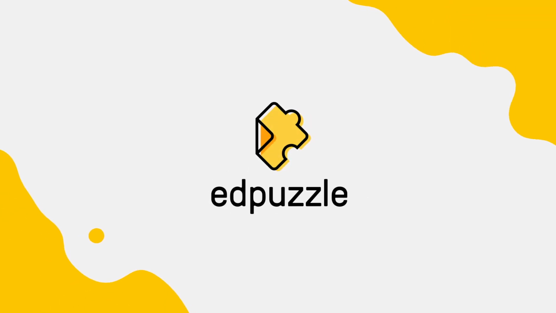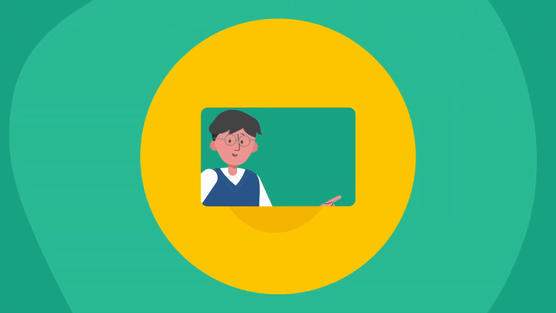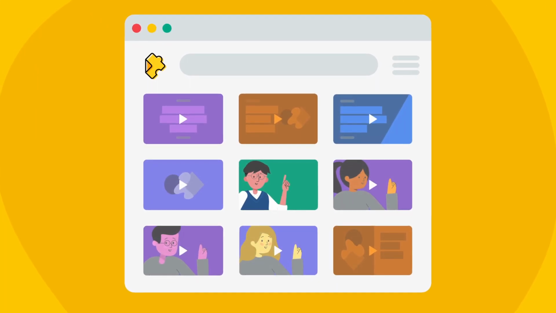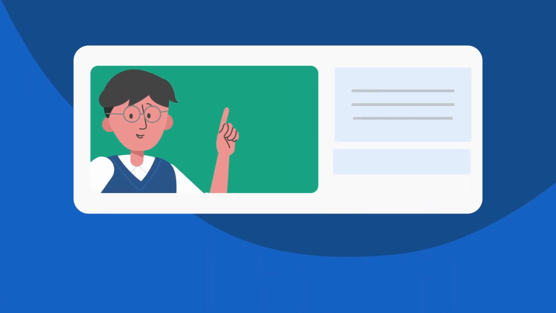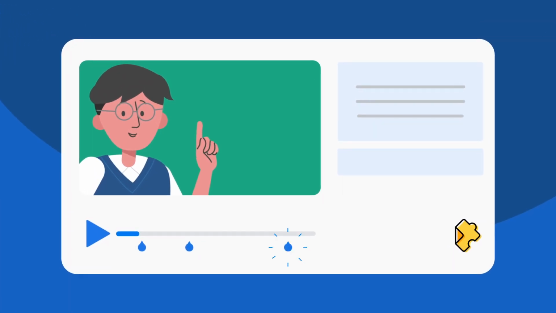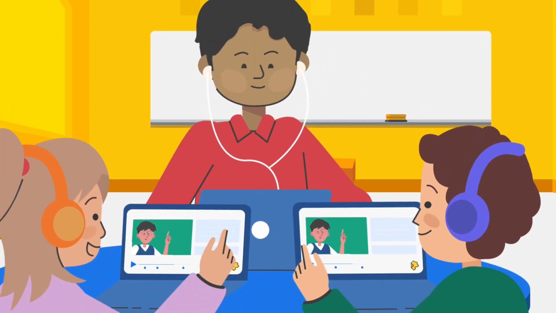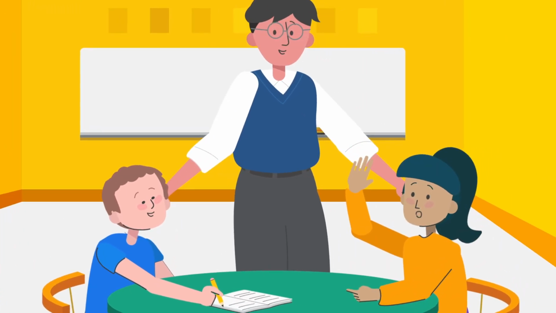Edpuzzle is the perfect solution for using video with your primary school classroom. All you need to do is find a YouTube video, record your own, or choose from Edpuzzle's extensive library of ready-to-go video lessons. Then use Edpuzzle's video editor to embed questions so you can check for students' understanding. Edpuzzle acts like your co-teacher and keeps students focused on the video, giving you time to work with small groups.